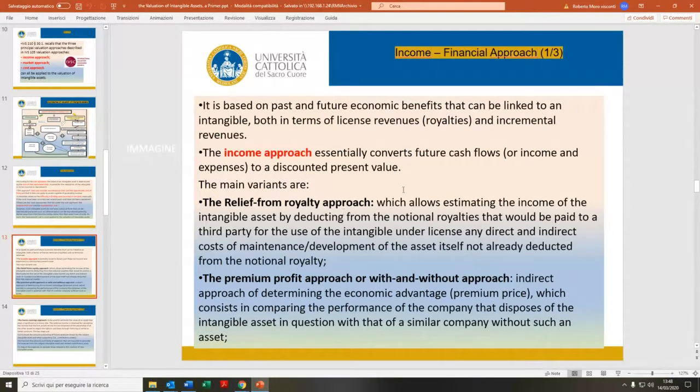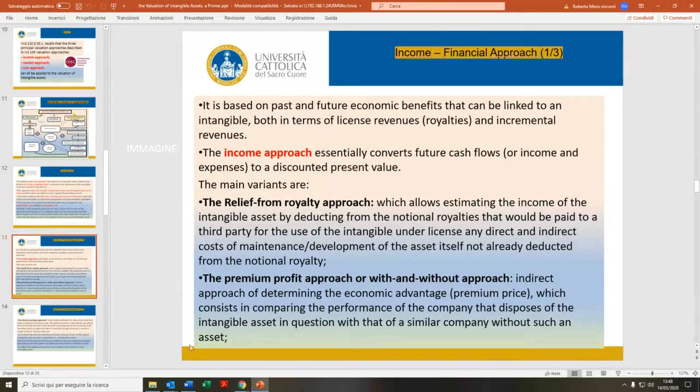For instance, and this kind of methodology is very used, the relief from royalty approach. Let's say that I don't own a patent as a company. I have to rent it. Somebody has to give me a license over it. How much would I pay for it? This is a measure of the value of the patent.